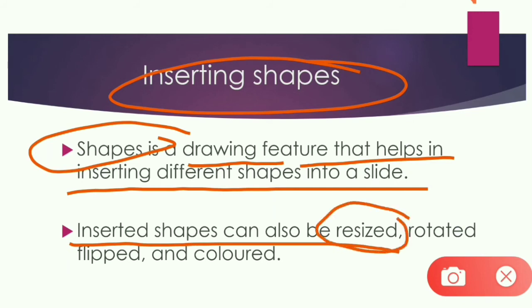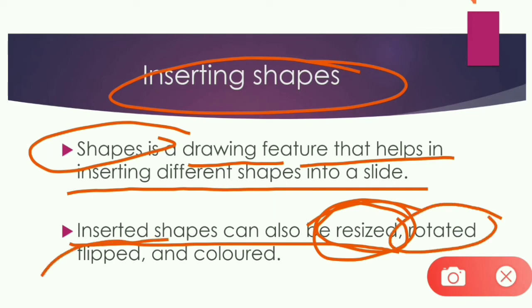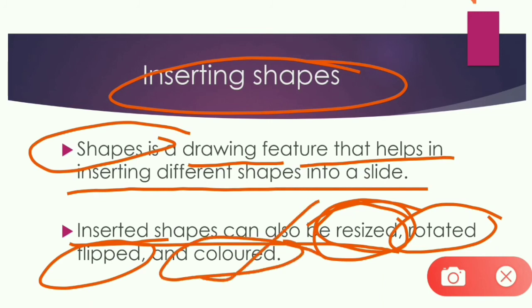Means once you insert the shape in a slide, then you can perform resizing on that shape. You can also rotate that shape. You can also flip that shape and change the color of that shape. Means you can apply color to your shape. You can also flip your text. You can also resize and rotate your shapes. Okay, let us see how we are inserting the shape in a slide.